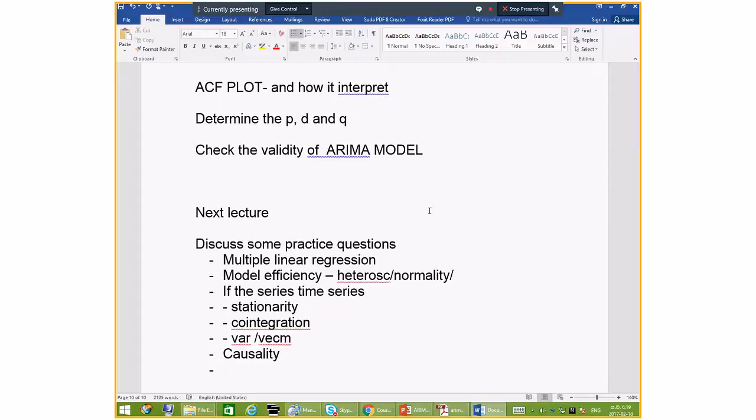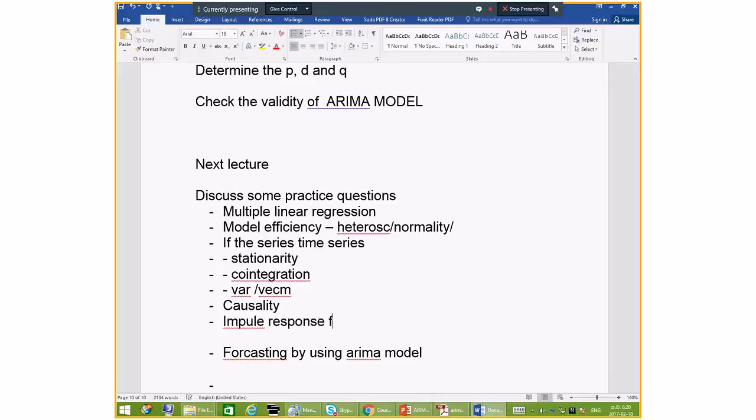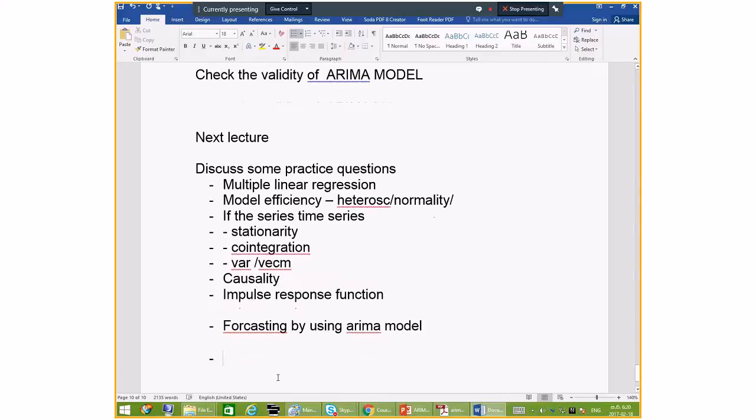In the discussion questions, I will cover the causality test as well. Then finally again forecasting by using the ARIMA model. Those are the topics we discuss. Here we also discuss impulse response functions, which come under VAR, and forecasting using the ARIMA model.